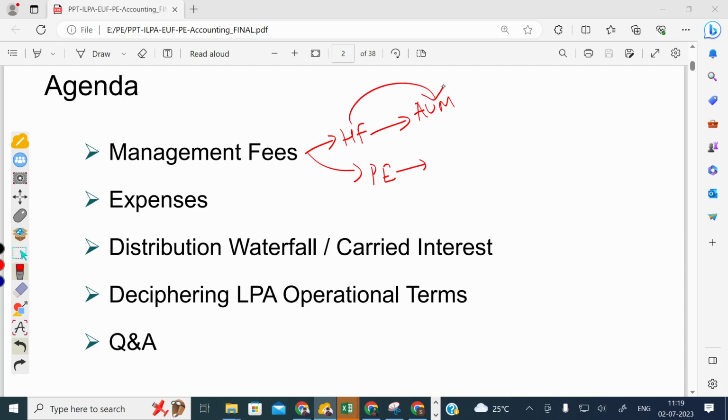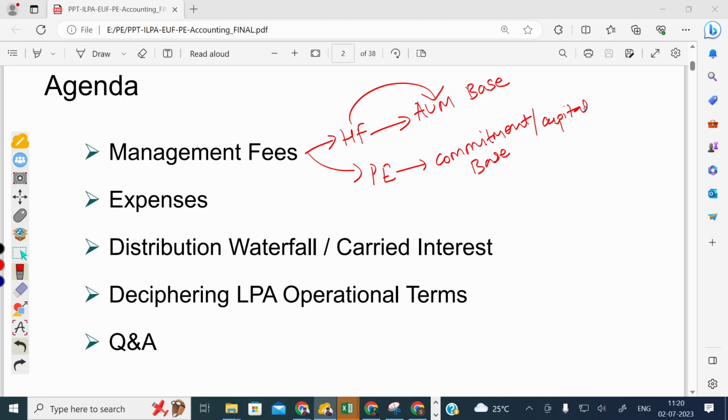See, here with the hedge fund, NAV, management fees will be charged on an AUM basis, assets under management basis. But in private equity, it is commitment based. That's the key difference. Commitment means capital base.